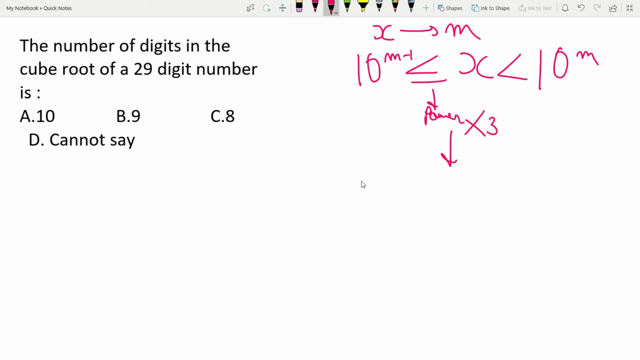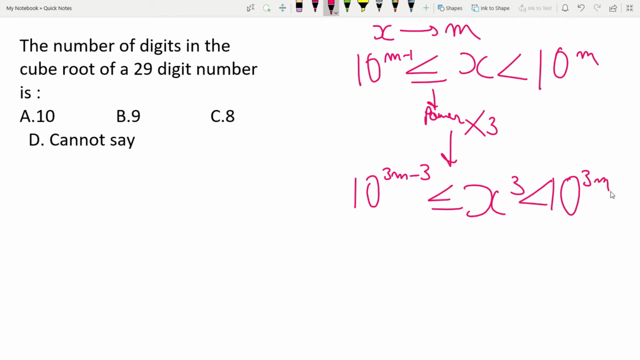So powers get multiplied by 3. What do we get? We get this result: 10 raised to the power 3m minus 3 is smaller than or equal to x cube, smaller than 10 raised to the power 3m. Based on what we have seen for the square root, whenever you get a question, the number in the question is x cube. That is the 29 digit number we are talking about here.